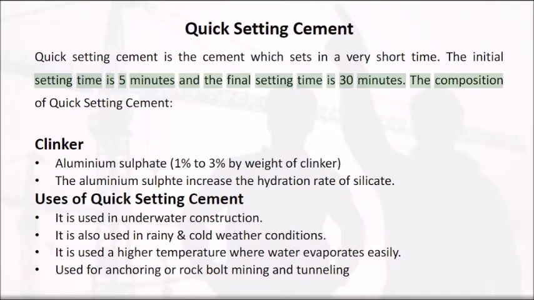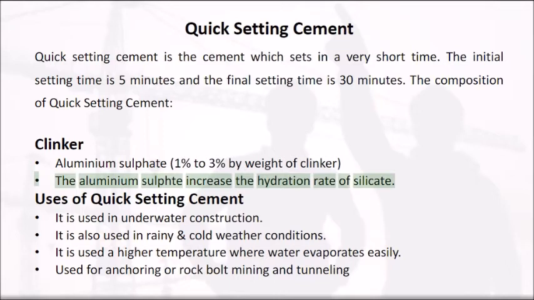The composition of quick setting cement: clinker, and aluminium sulfate, 1% to 3% by weight of clinker. The aluminium salt increases the hydration rate of silicate.